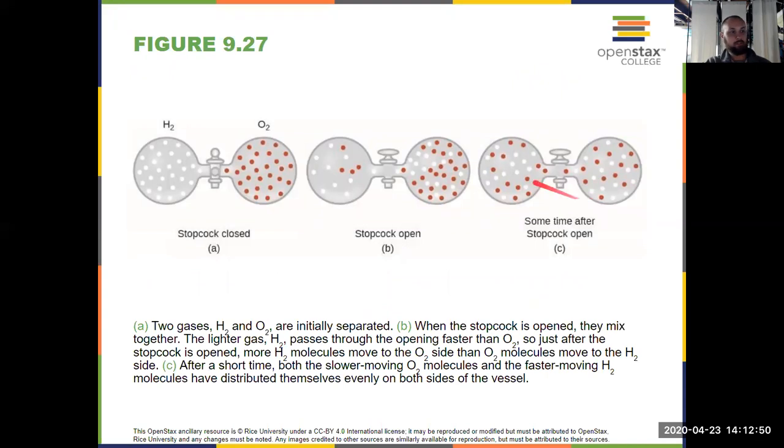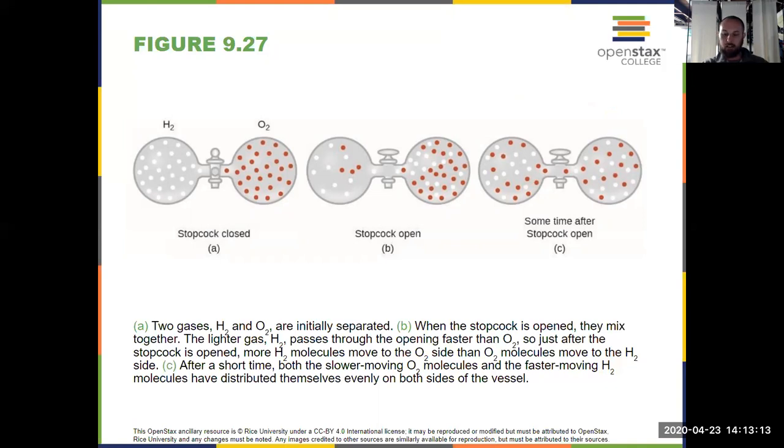Well, if I have 2 different gases that don't react with one another, hydrogen and oxygen in this case, a valve in between the 2, well, it's blocking. They can't do anything, right? But when I open the valve, they can start to spread out, and they do so until they've reached the same concentration on both sides.